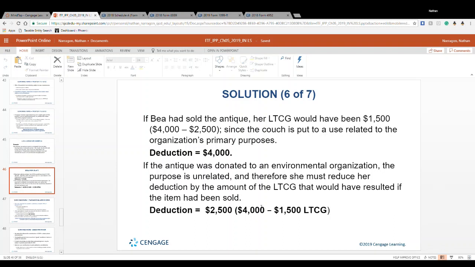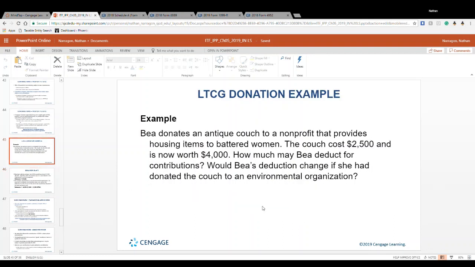Okay. If the antique was donated to an environmental organization, the purpose is unrelated. Environmental organizations don't care about no couch. It's not to their purpose, and therefore she must reduce her deduction by the amount of LTCG that would have resulted if the item had been sold. Thus, basically the deduction is the original purchase price. Which is funny, it really is, because it cost us $2,500. That's the minimum you get to deduct.